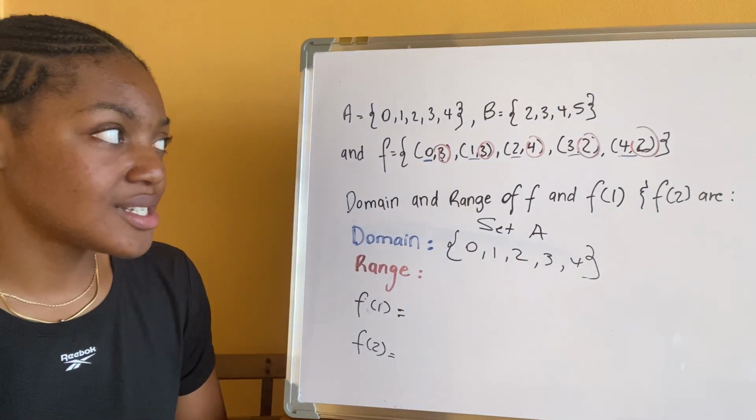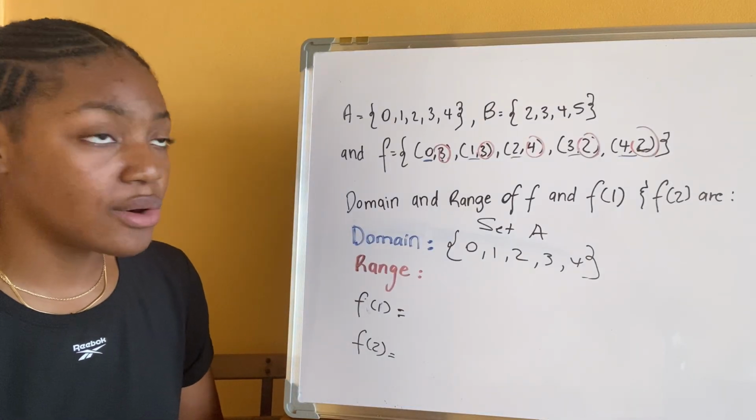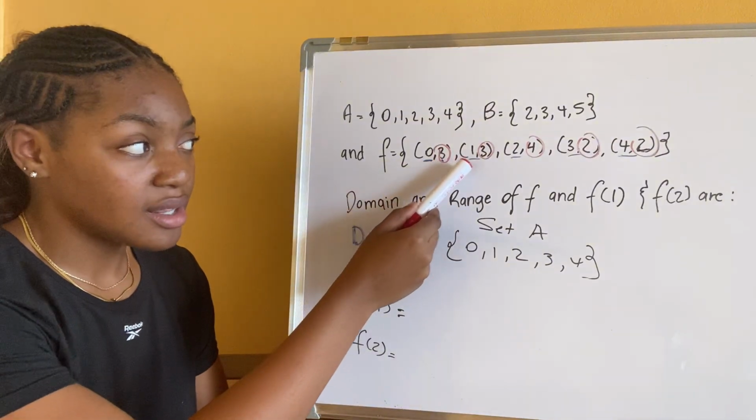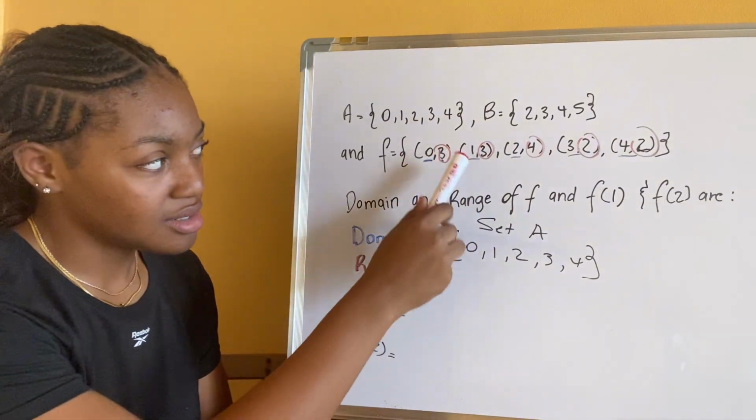Next, for our range. So that's the second value we see in the ordered pair. And notice I circled them using a red marker.